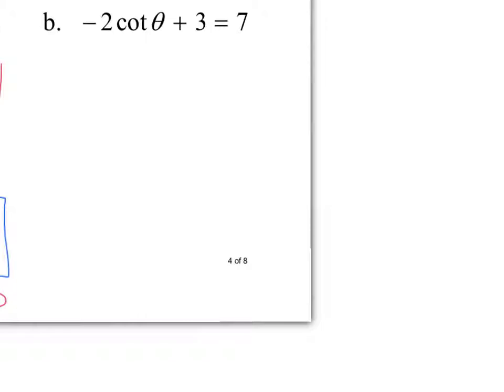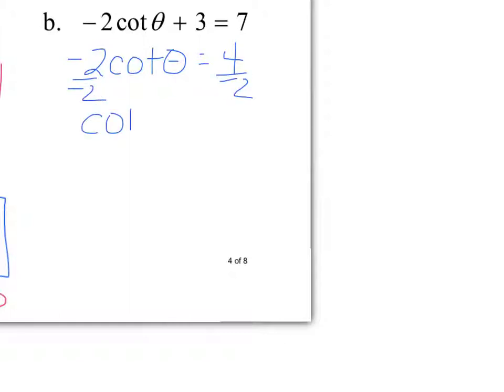Example B, you're going to subtract 3, and you'll get negative cotan theta is equal to 4. You're going to divide by negative 2 to get cotangent of theta is equal to negative 2. And if cotan of theta is negative 2, then the tan of theta will give you negative 1/2.